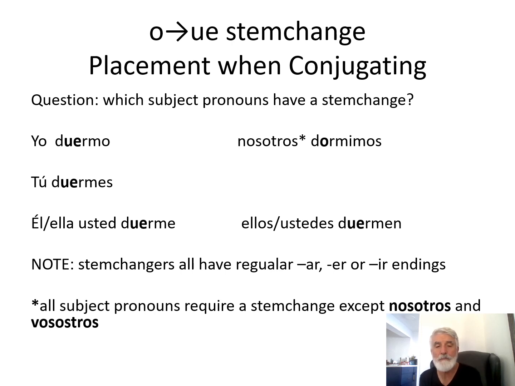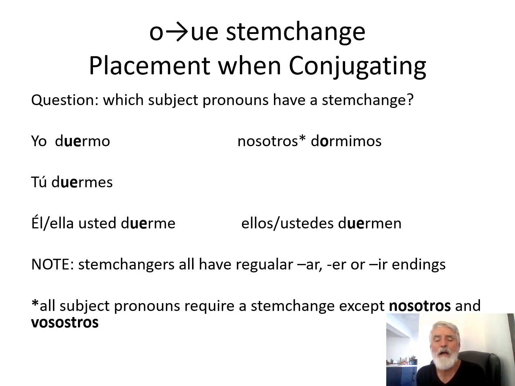Now look at nosotros. It's starred because there is never a stem change in nosotros. So we use the original stem. We conserve that original stem. And that is why stem changers have two stems. So it's nosotros dormimos. Also, there is no stem change in vosotros, which I have mentioned here.